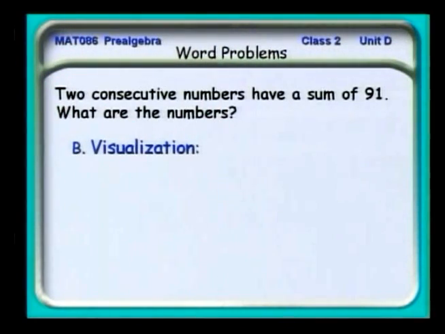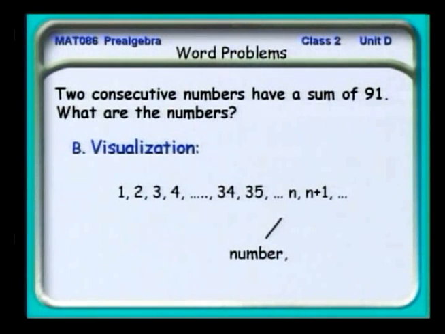Let's try to visualize what's happening. So I write out numbers. Start with 1, 2, 3, 4, comma, a bunch of numbers in between. 34, 35, comma, a bunch of numbers in between. We don't know what the numbers are, but somewhere in that line of numbers is n, the first number, and n plus 1, the next consecutive number. So here's n, our number. Then here's the next consecutive number, n plus 1.